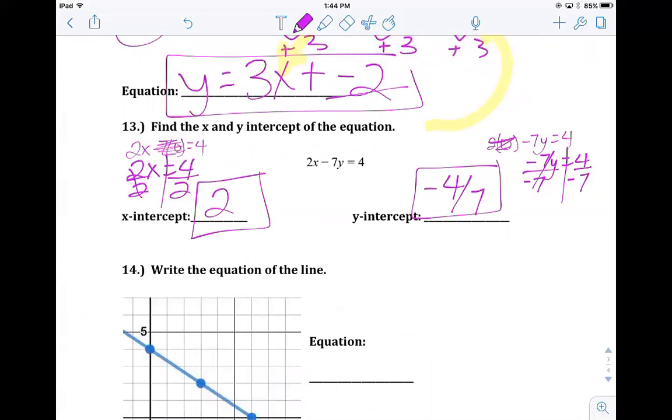So to find the x-intercept, notice that you plug 0 in for y. And to find the y-intercept, you're plugging 0 in for x. So you're plugging it in for the other letter.